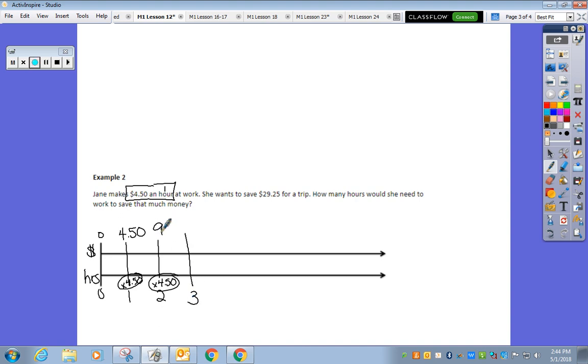3 hours, that's still not what I'm looking for. I'm looking for that $29.50. $4.50 times 3 would be $13.50. Whoops, times 4 is going to be 17. Let me make sure, actually, I'm going to check that. I think my math is off. It is. It's 18, not 17. Okay, 18 is still not where I need to be.